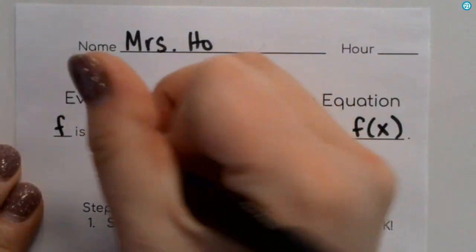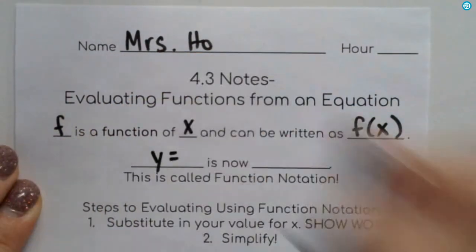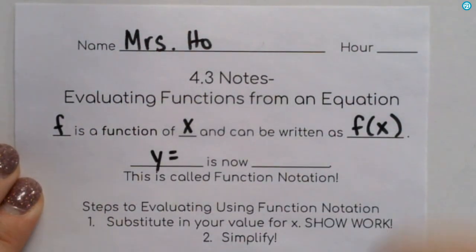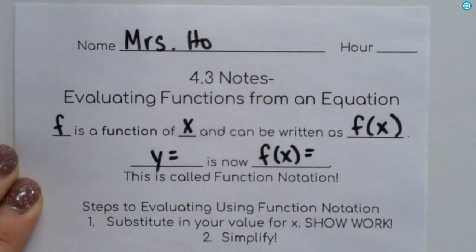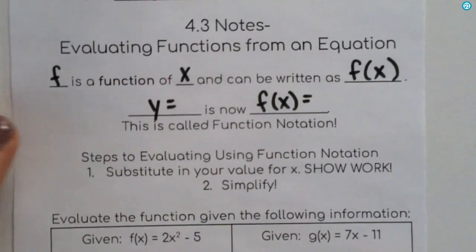Instead of having y equals equations, we are now going to have f of x equals equations. So this is called function notation, and really it's just a new way of writing a function.